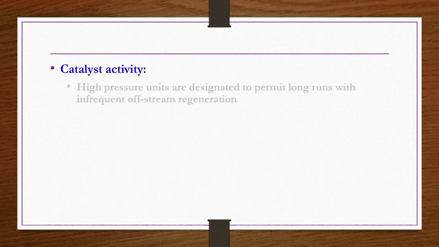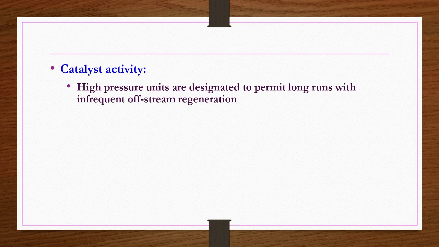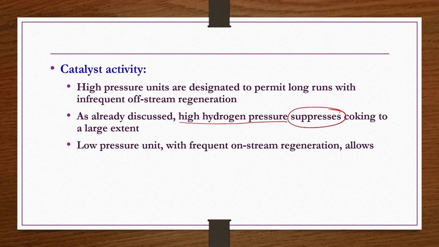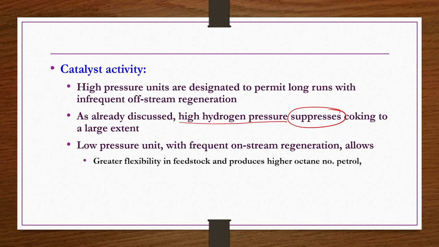Now, catalyst activity. High pressure units are designed to permit long runs with infrequent upstream operations for the regeneration purpose. As we have already discussed under the reaction conditions and reactions, if you have high hydrogen pressure, it will suppress the coking. So if the coking is suppressed to a large extent, then the danger of platinum being deactivated is less. Low pressure unit with frequent on-stream regeneration allows greater flexibility in feedstock and produces higher octane number petrol.